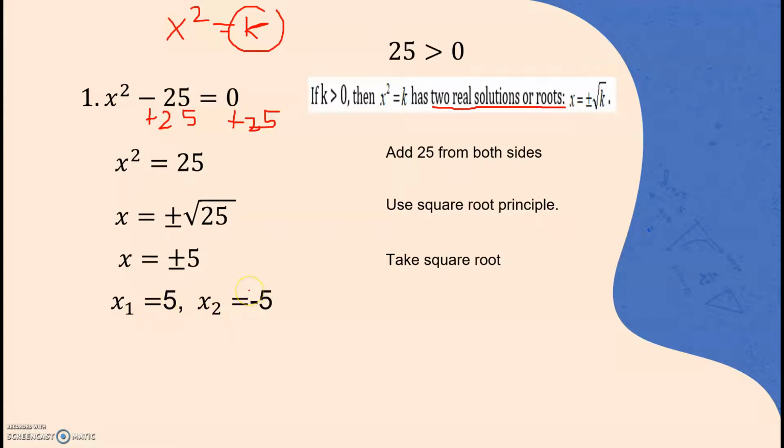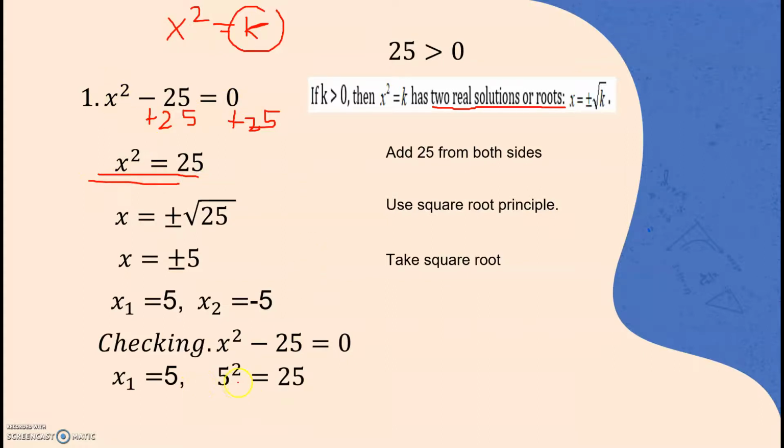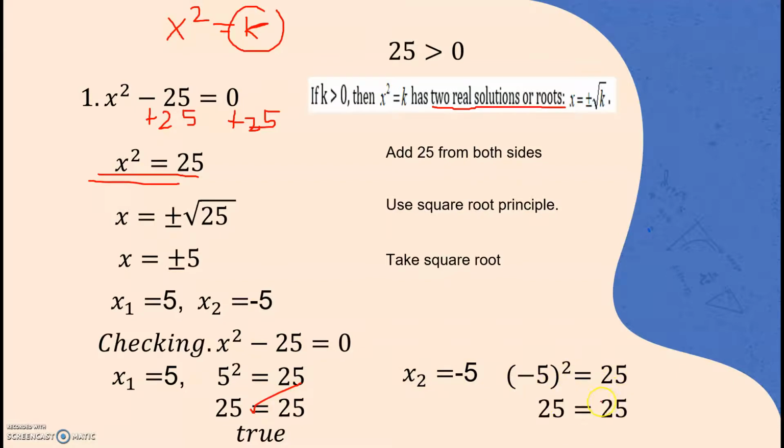Now for the checking, x squared minus 25. Actually, I use this part of the solution, but you can also use the first equation. 5 squared is equal to 25, which is true. And for the other one, negative 5 squared is also equal to 25, which is also true. Okay, let's go to the next example.